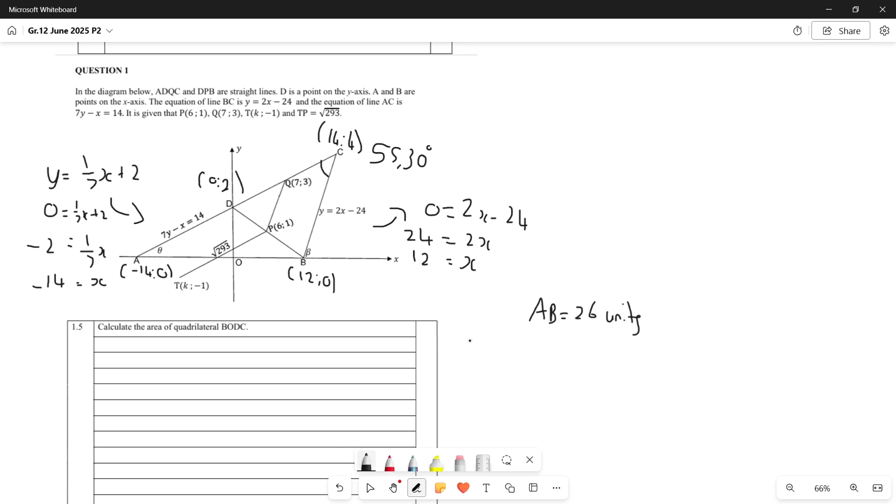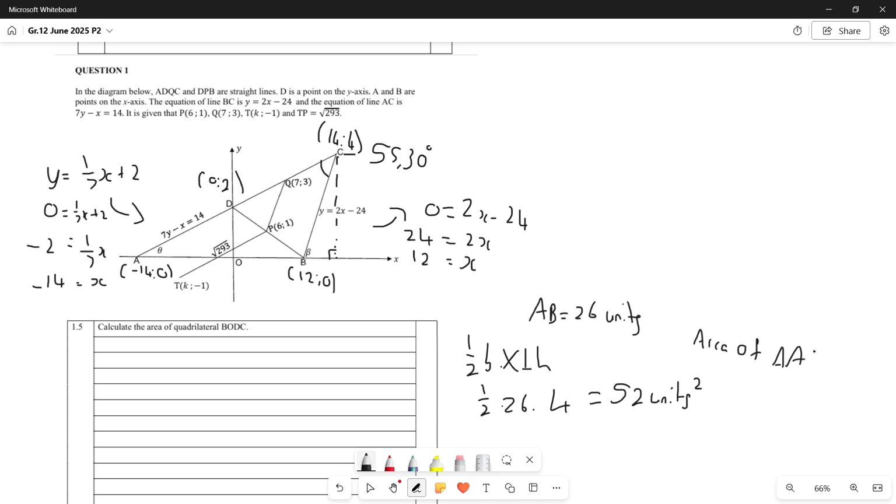This is good for us because remember, we want half base times perpendicular height. Okay, so we have the base over here, but we only have a hypotenuse and kind of a slant height. But one thing that was good earlier was that we had this perpendicular height if we connected this triangle over here. This perpendicular height, the maximum height of this point, is 4 units over here, which means we have half times 26 times 4, which is the perpendicular height over here. And then we can calculate it, and we have 52 units squared for the area of triangle ABC.